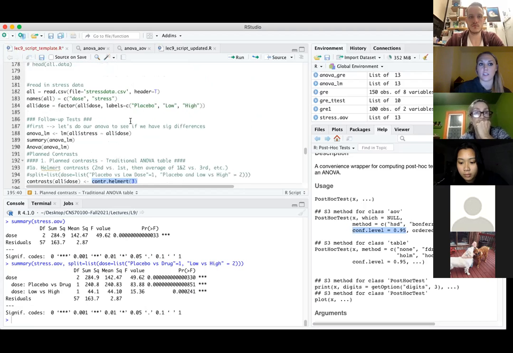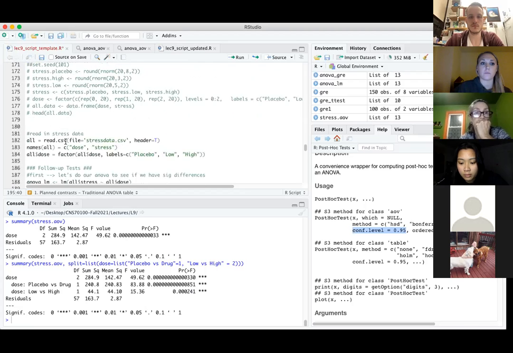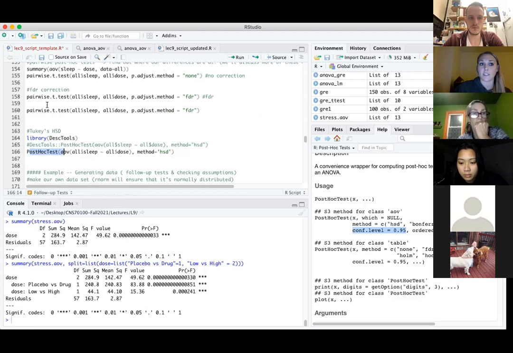Then you should stick to the post hoc tests up here and these pairwise tests with the p-adjust method, depending on how your experiment is set up and what you're doing.